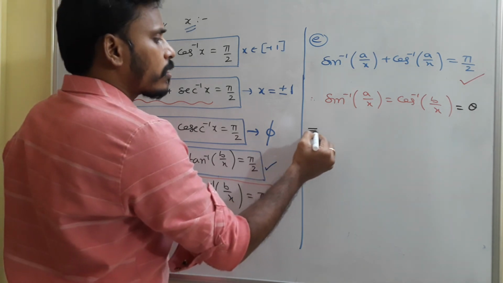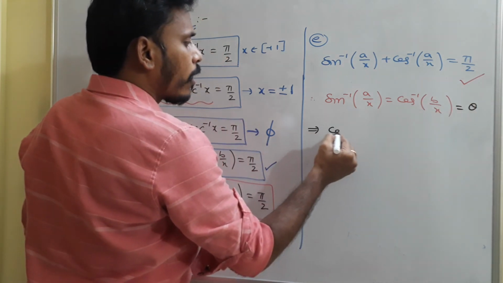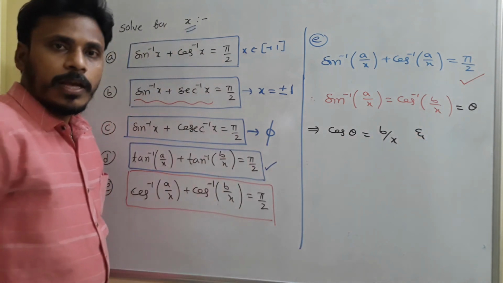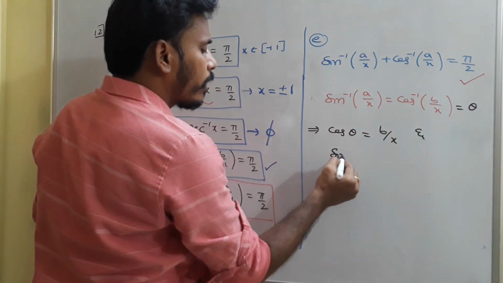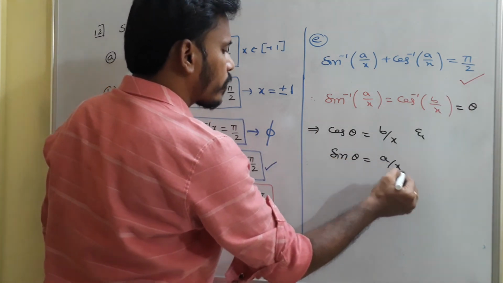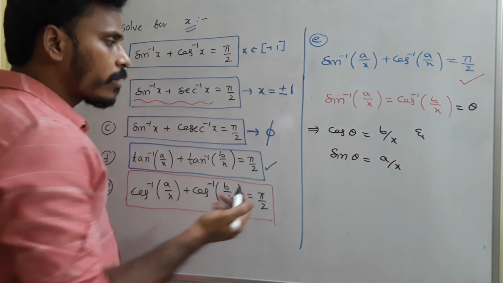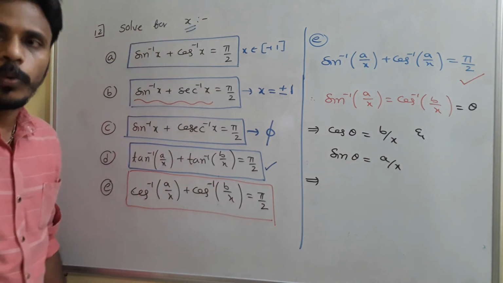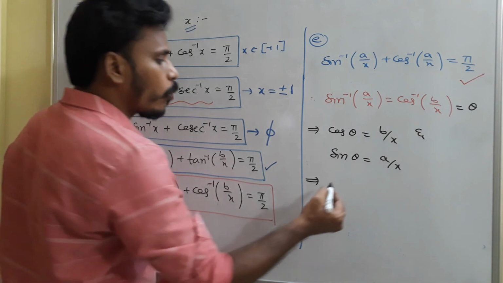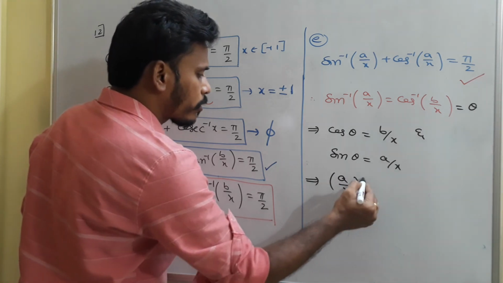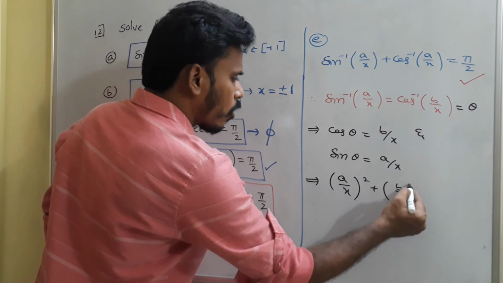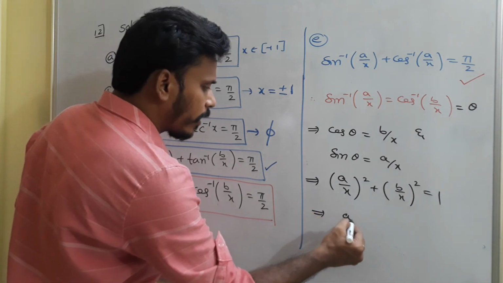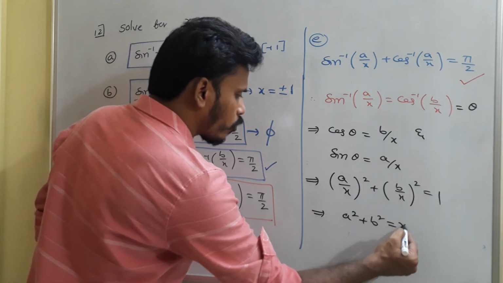Now, since cos inverse of b by x is theta, convert it into trigonometric form: cos theta is equal to b by x. And sin inverse of a by x is theta, then sin theta is equal to a by x. So cos theta is b by x, sin theta is a by x, and we know sin square theta plus cos square theta is equal to 1. So a by x whole square plus b by x whole square is equal to 1. When you simplify, easily you will get that a square plus b square is equal to x square.